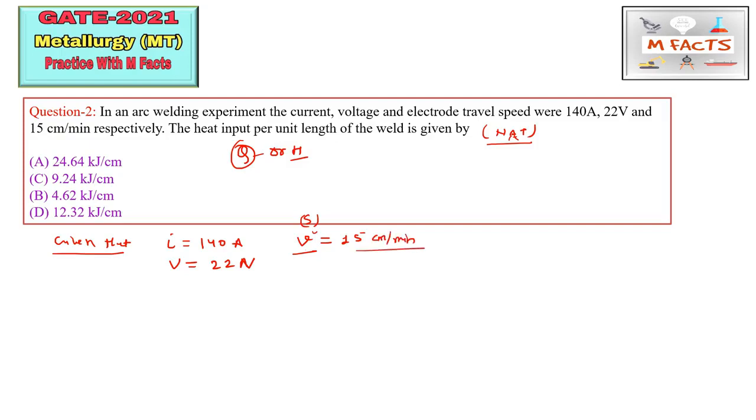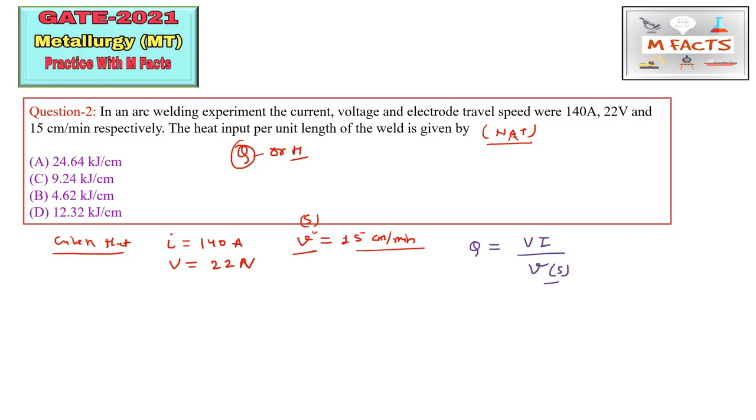And what is the formula for finding this heat input per unit length? I have given one video specifically for welding numericals. You can watch that video for gaining more idea about the unit conversion in welding processes. Okay, so this Q is equal to VI by V. This is speed, you can say S.